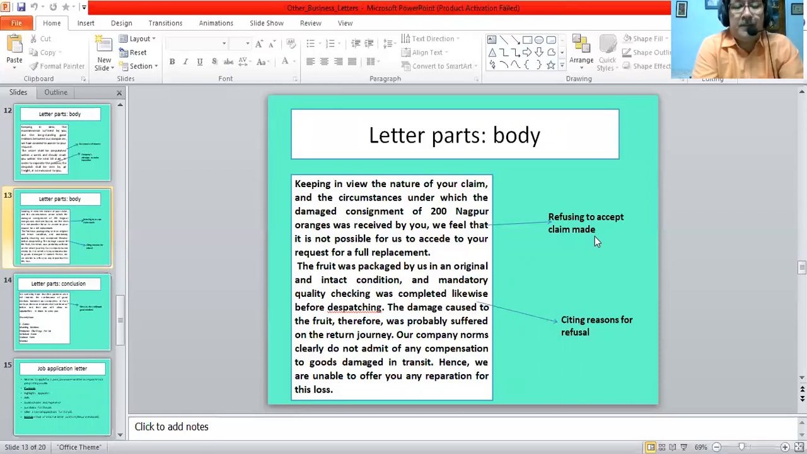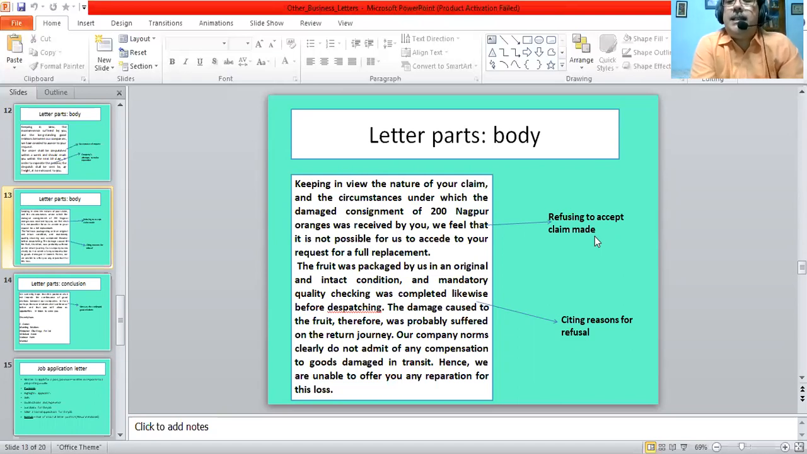full replacement. The fruit was packaged by us in an original and intact condition, and mandatory quality checking was likewise completed before dispatching. The damage caused to the fruit, therefore, was probably suffered on the return journey. Our company norms clearly do not admit of any compensation to goods damaged in transit. Hence, we are unable to offer you any reparation for this loss.